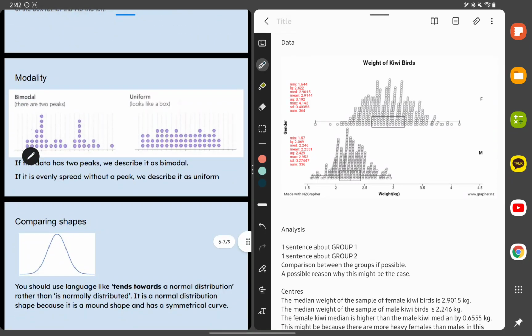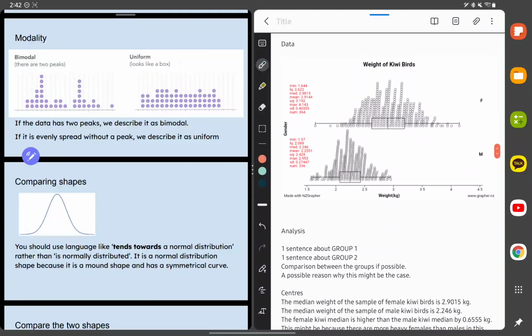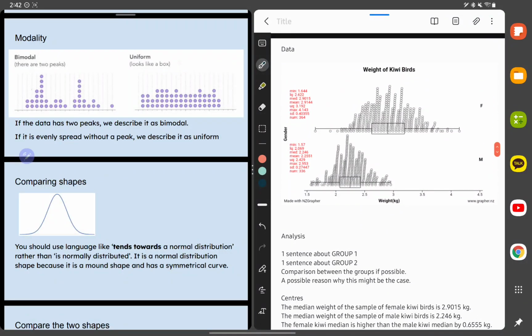Okay, modality. We don't need to know the word modality, but we need to know the words bimodal and uniform. Bimodal just means, they're saying peaks here, where all the data points are bunched up. So if there are two points where the data points peak and bunch up, we say it's bimodal, right?